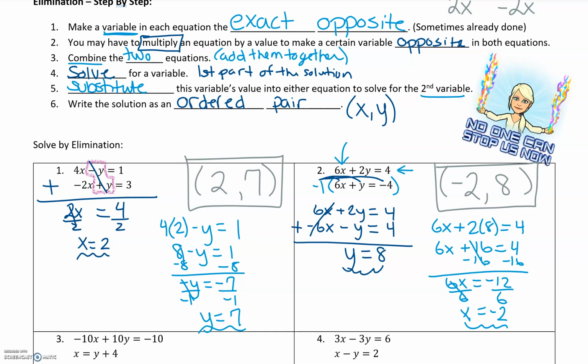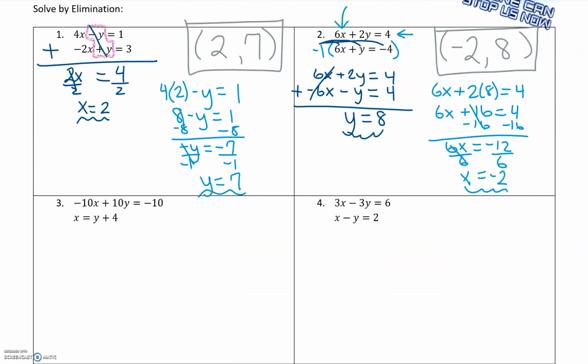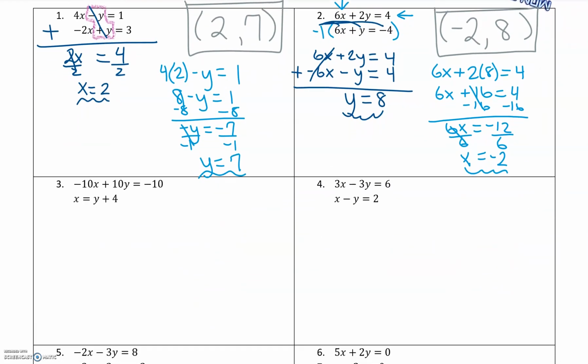Okay, so let's go on and look at this next one. This next one is a special one. First off, if you look at my equations, they are not in the same order. I like to have the x and the y on one side and the constant on the other side. So if we look at this second equation, we're going to need to move the y to the other side. First off, if we subtract y from both sides, this is my new equation.